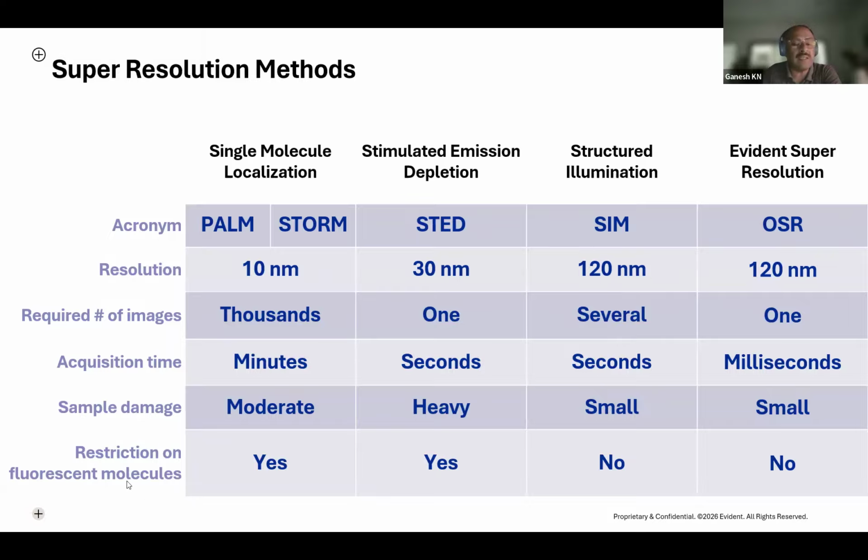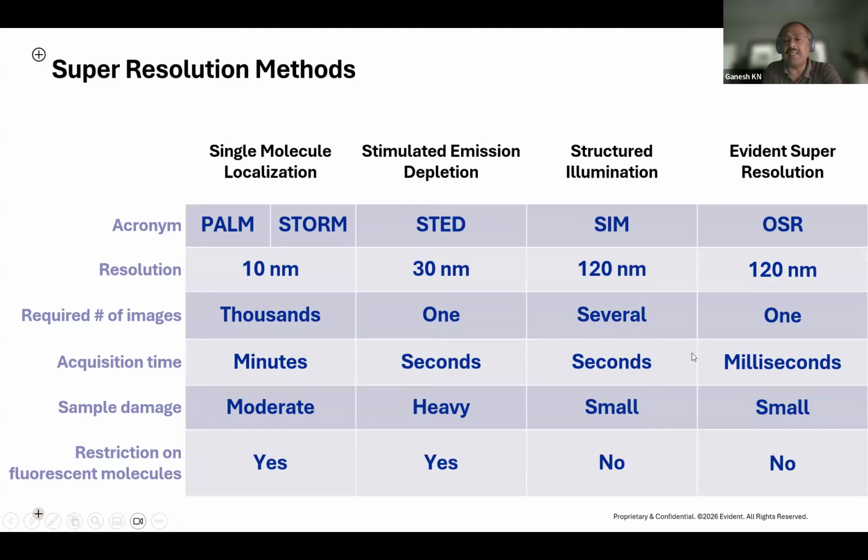And then there is a restriction on fluorescent molecules. You cannot use all the dyes that you are currently using for a regular fluorescent microscope. Structured illumination also needs a specific dye. STED didn't have that limitation, but the limitation of structured illumination is speed. It was giving 120 nanometer.